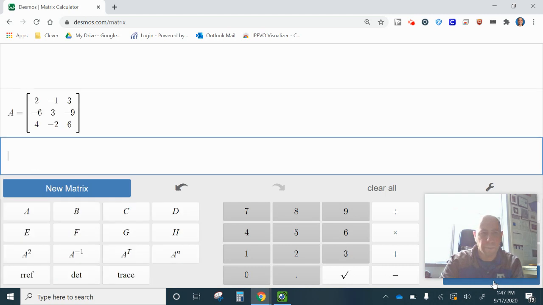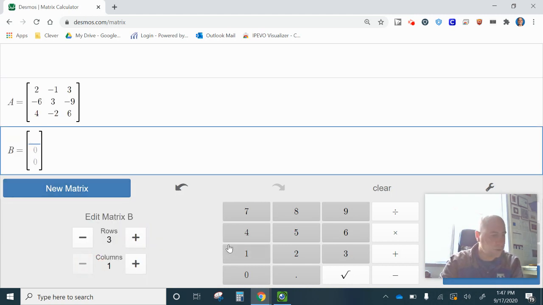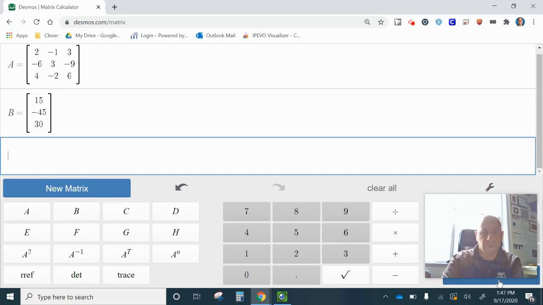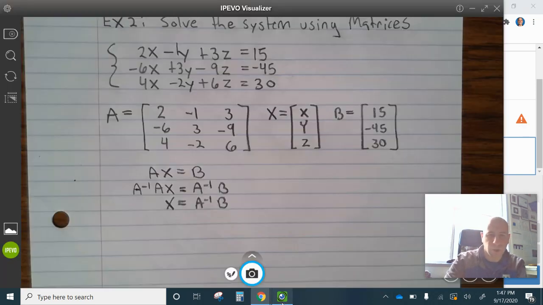B is a 3 by 1, so then that's 15, -45, 30. And we know that A inverse times B is what X is equal to, so press enter. Now you get an error message. When you get an error message, you're going to have to go back and solve this algebraically, okay?